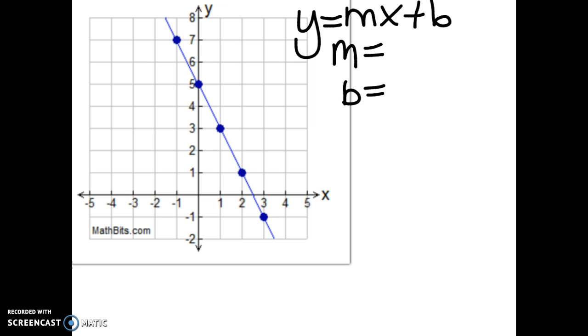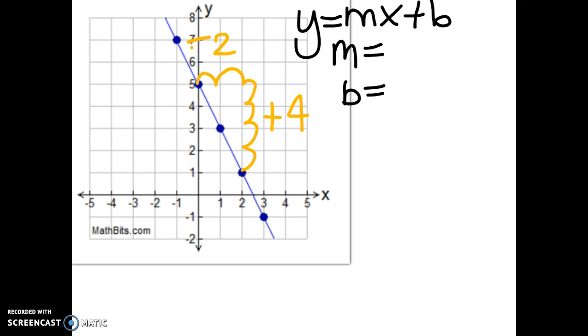Let's start with our rise. 1, 2, 3, 4. I rose 4 steps. Now let's do our run. 1, 2. I ran 2 steps. Now this 4 was positive because I moved up. If I moved down, it would be negative. This 2 is negative because I moved left. If I moved right, it would be positive.